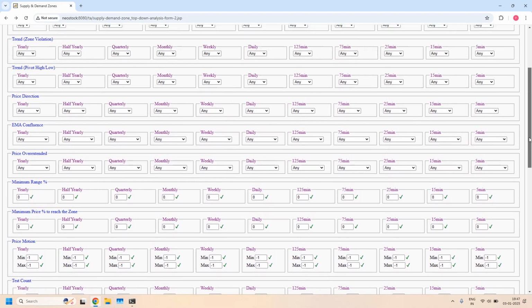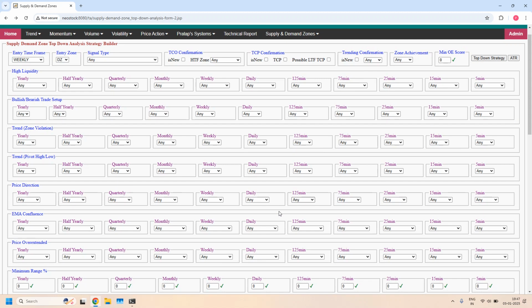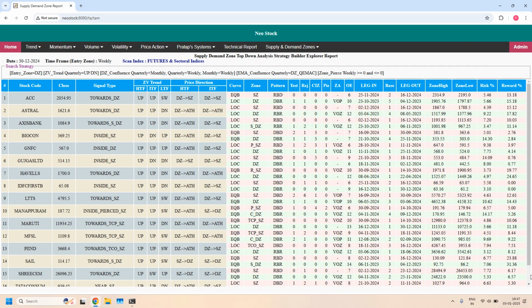Assume LTF is weekly. And EMA confluence also quarterly we will set, because weekly and monthly together are part of the quarterly. That's why quarterly demand zone having quarterly EMA confluence. Because we are setting EMA confluence, quarterly time frame trend should not be sideways. So quarterly trend I am selecting up or down. Now let's filter. Now the list is somewhat less compared to the earlier one. I am scrolling the list down.